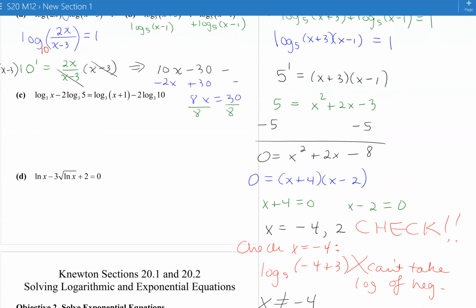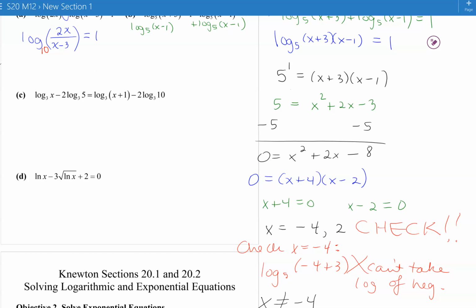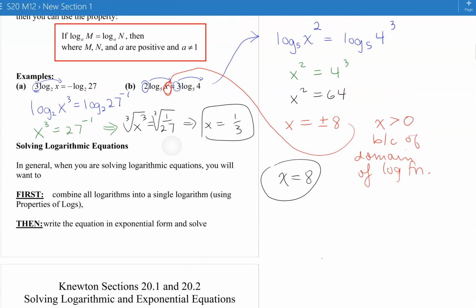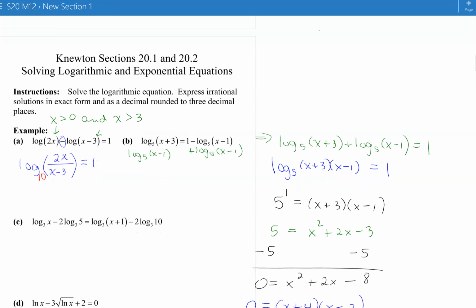Okay, so the next one has more steps to it, but the idea is the same. Oh, actually this one, the idea is a little bit different. Have logs on both sides. So why not just try and get one log on each side and have this red box set up where I have a log on each side.